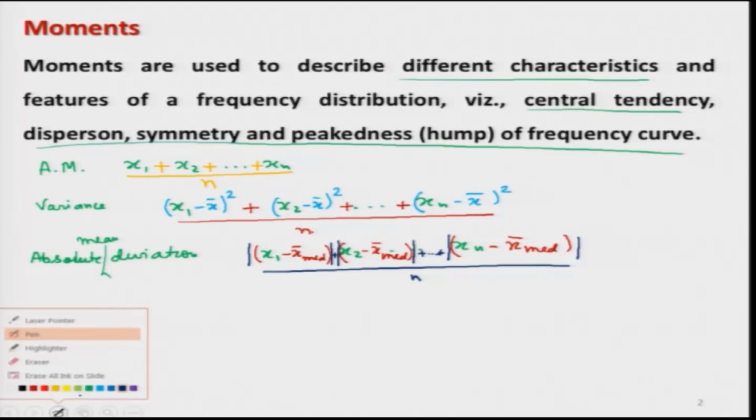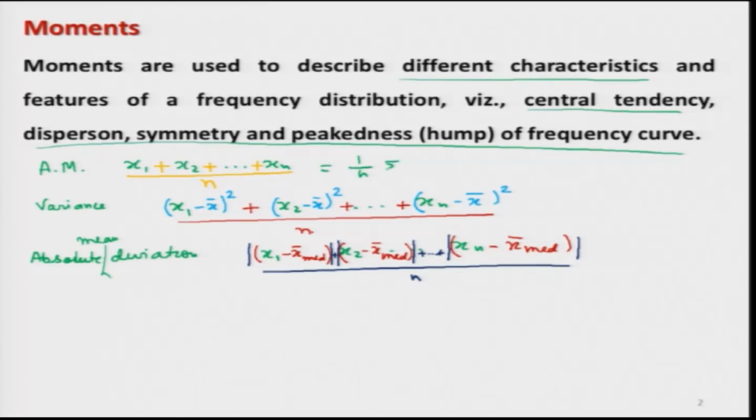Now you can see what we are trying to do. In the case of the arithmetic mean, we are trying to find 1 upon n, summation i goes from 1 to n, xi. In the case of variance, we are trying to find 1 upon n, summation i goes from 1 to n, xi minus x bar whole square. And in the case of absolute deviation, we are trying to find the arithmetic mean of the absolute deviations of xi from the median.